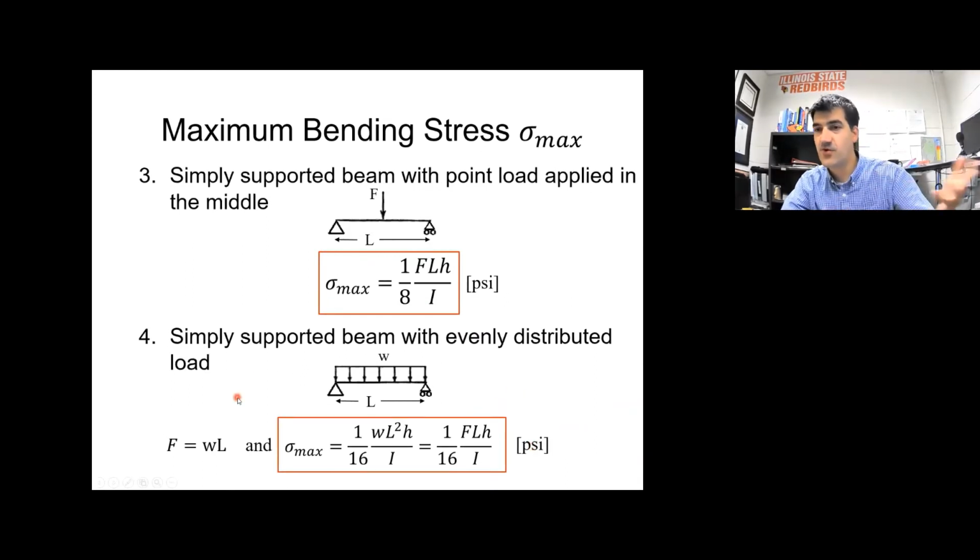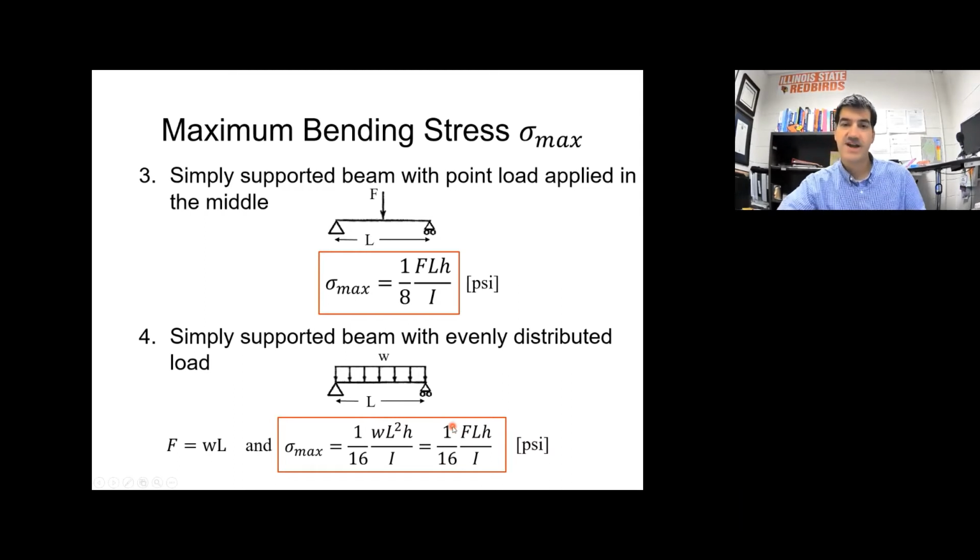Just like stress for any other equation that we've used in this class. For the other two cases, for the simply supported beams with a point load, same form of the equation, but our constant is 1/8. And for the last situation where we have a simply supported beam with a uniformly distributed load, calculate the force from the product of the uniformly distributed load times the span.